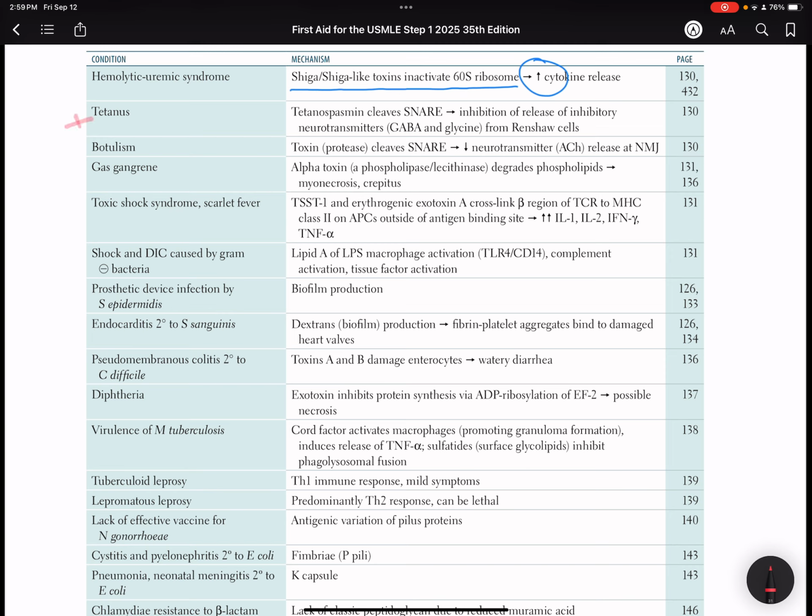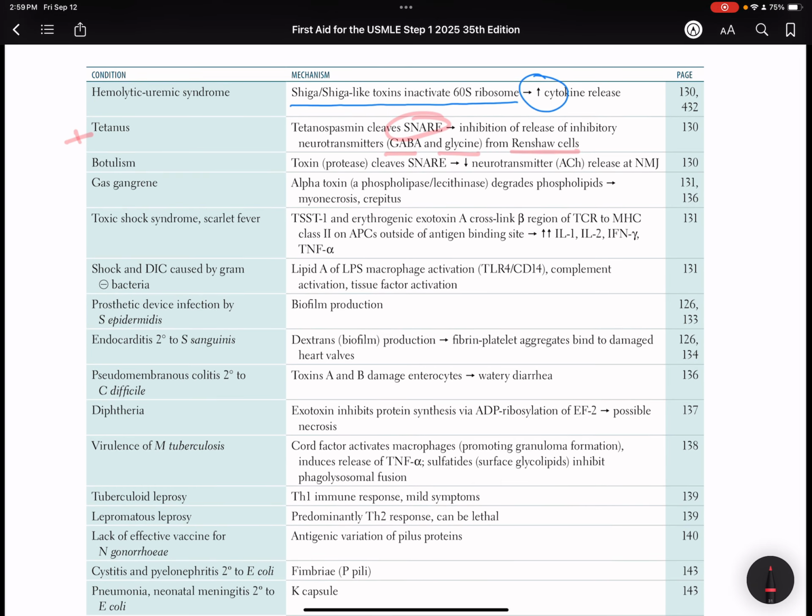What is tetanus? Tetanus is when tetanospasmin cleaves SNARE. This leads to inhibition of release of inhibitory neurotransmitters like GABA and glycine from Renshaw cells. So once again, tetanus is tetanospasmin cleaves SNARE, causing inhibition of release of inhibitory neurotransmitters from Renshaw cells. Which are the inhibitory neurotransmitters? Those are GABA and glycine.